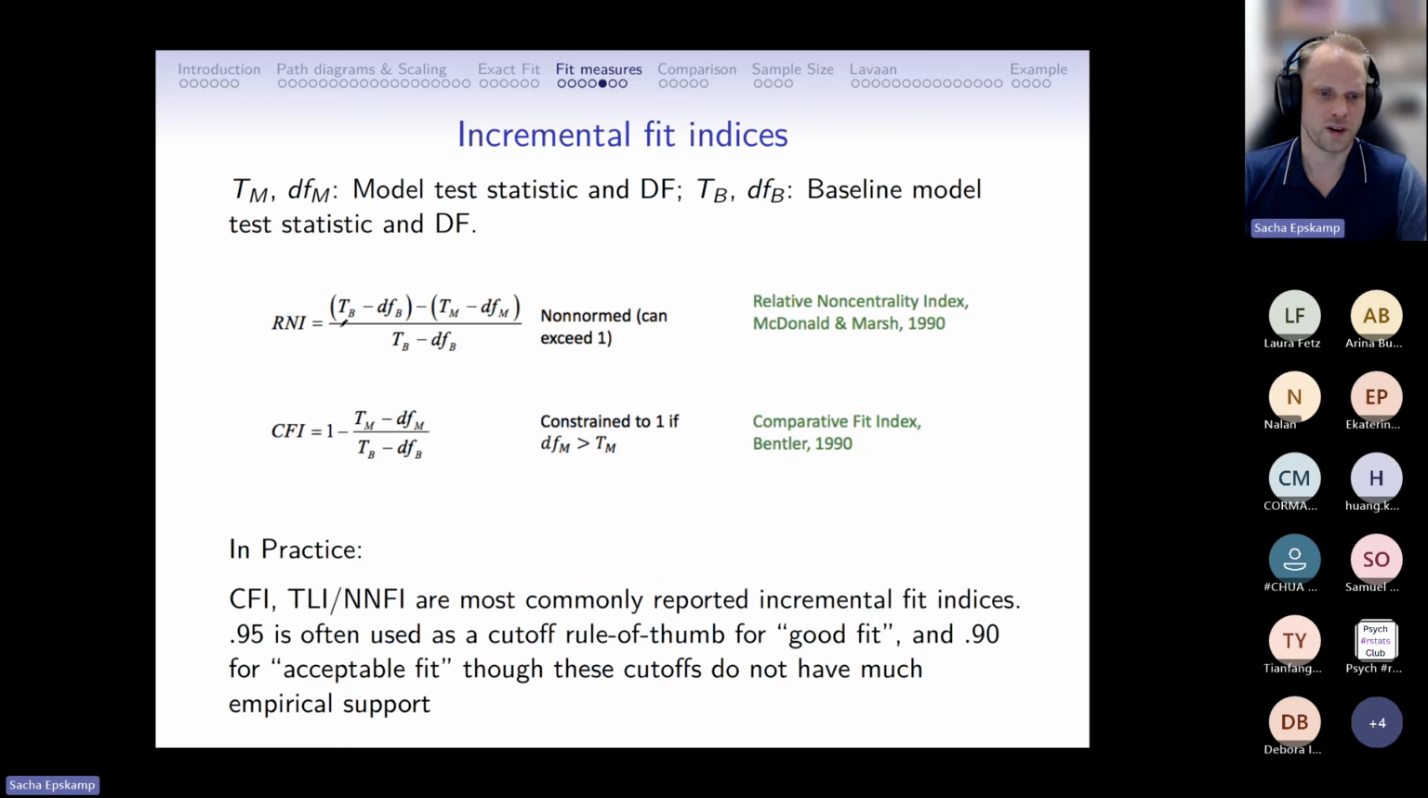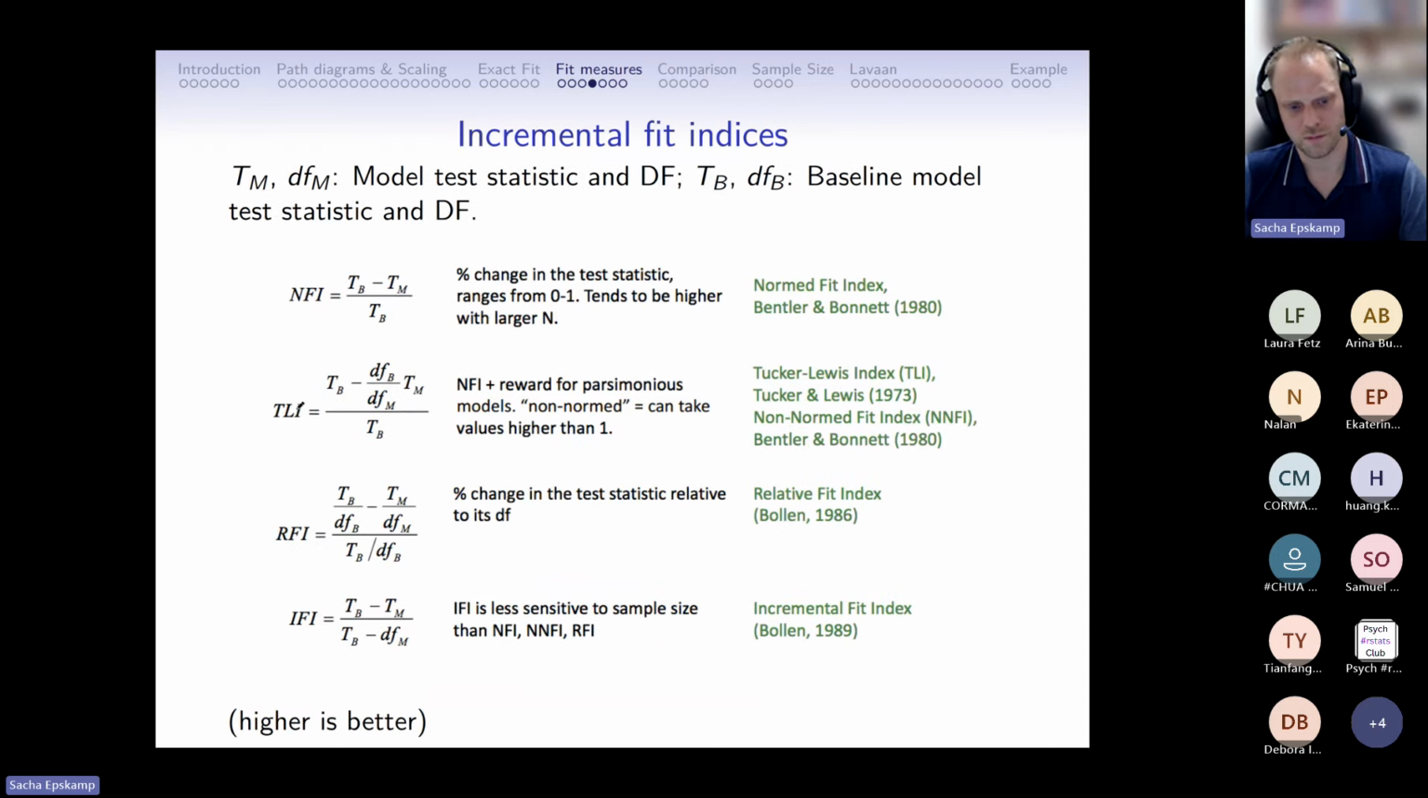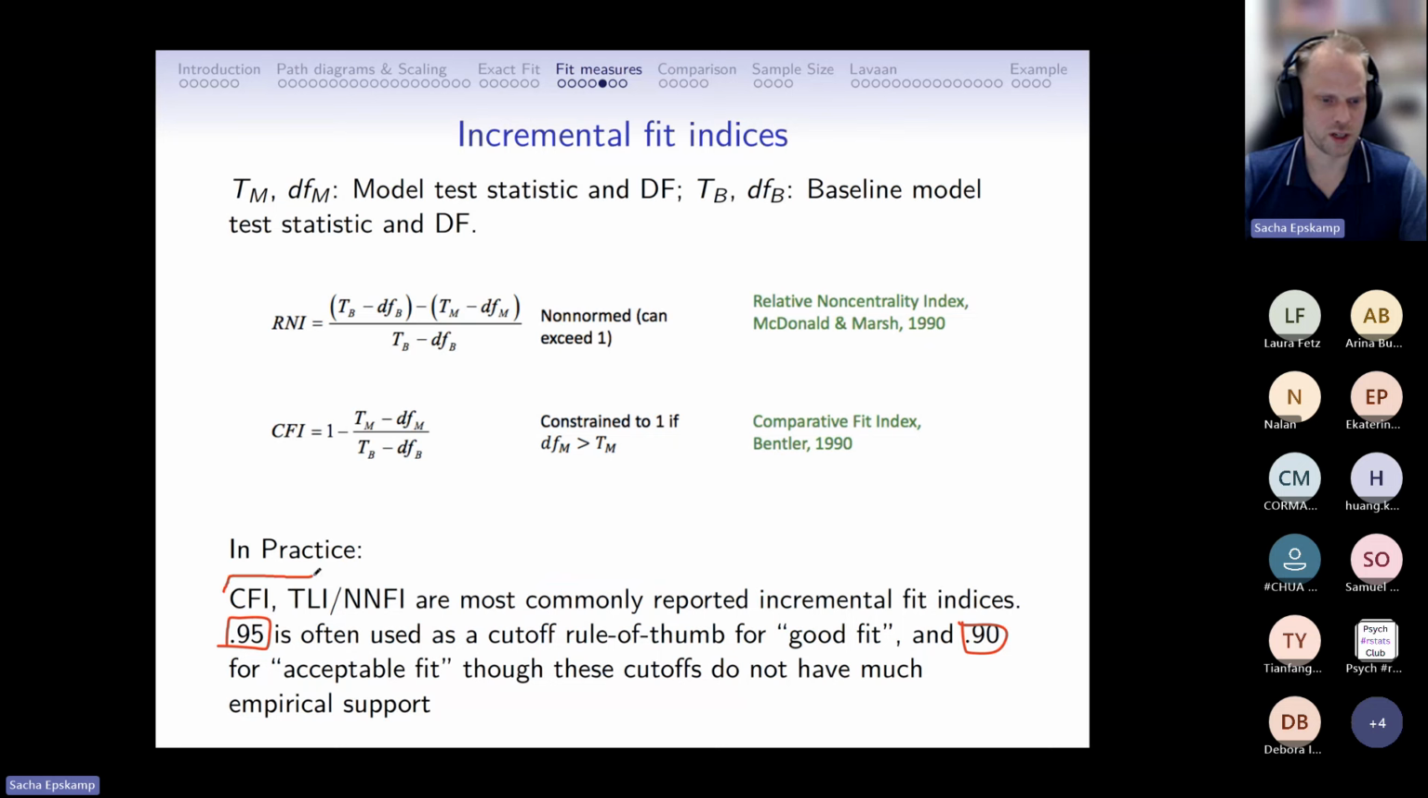They all actually have their own exact cutoff, and you can also do dynamic cutoffs now. But typically, just above 0.95 is really good, and above 0.90 is acceptable fit. That's roughly the interpretation of almost all of them, with very few exceptions. Usually people report the CFI, TLI, and NFI, but you can get all these measures and you can also report them all, and they can all be insightful.